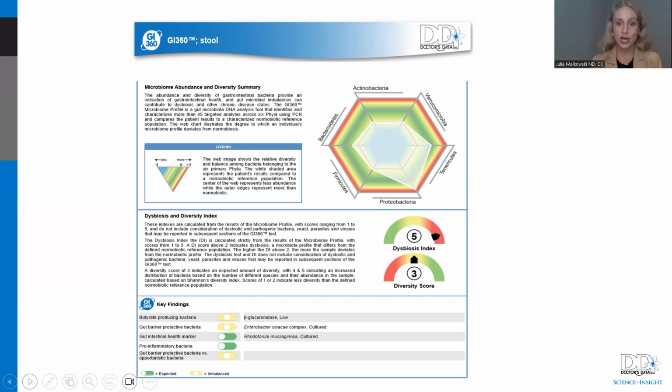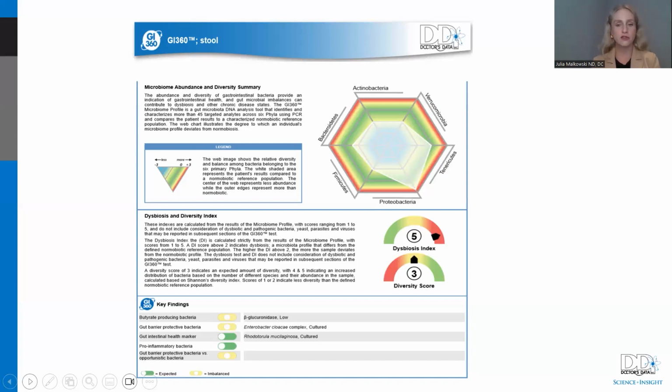Let's take a look at the GI360 results. The first piece of information we have here is the web. The web is a visual representation of abundance and diversity by phyla. We can see here the patient's result is that white web that is superimposed on the normal biotic reference range, which is that green hexagon there. The first piece of information we can look at is abundance. With regards to abundance, if that web is very small and pulled in, this shows decreased abundance.